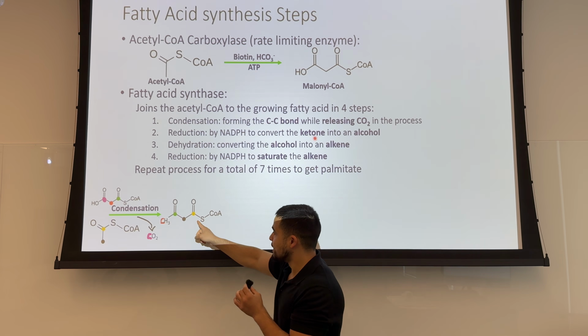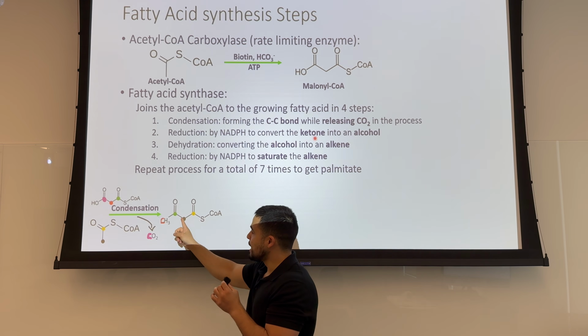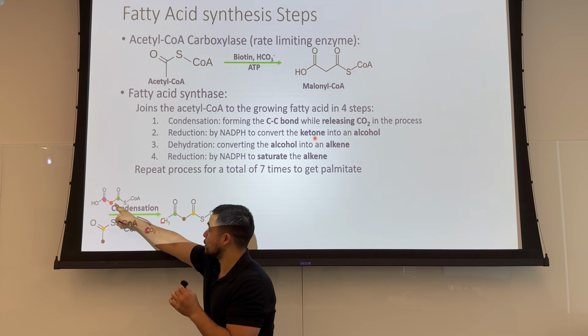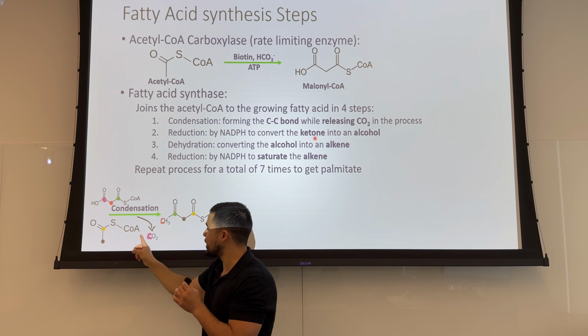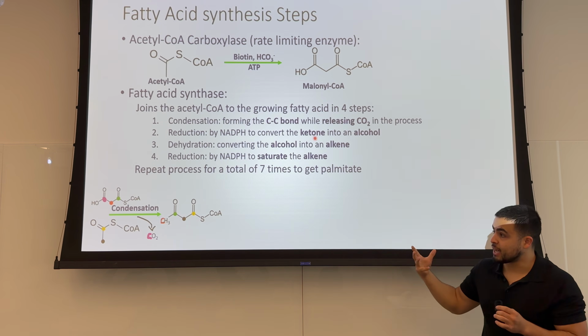So now you can see that this yellow carbon, this carbonyl, is right here, the black one is over here, and now you can see this carbon atom is attached to the black carbon, and then the red one is attached to the green one, and the purple one has been given off as CO2. So this step is called the condensation step.